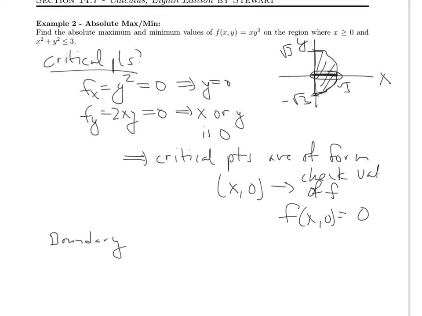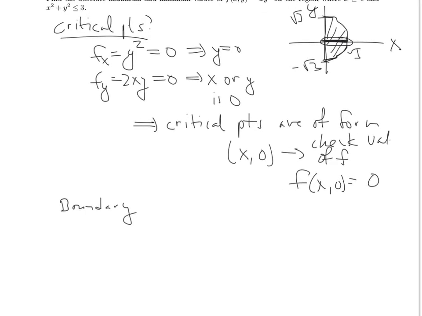Are there interesting points that I have to look at on the boundary? And in this case, the boundary breaks up into two pieces. So I have piece one and piece two. So on piece 1, what do I have? I have there that x is equal to 0 and y ranges between negative root 3 and root 3.